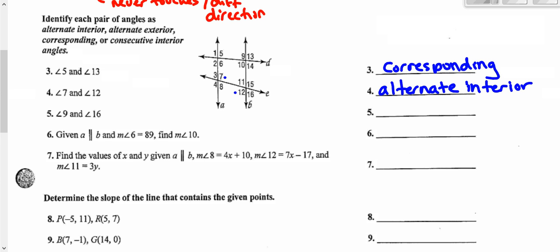Next we have 9 and 16. So here's our angle 9, and here's our 16. Now, D and E are not parallel. However, angles 9 and 16 still would have the same named relationship whether they are parallel or not. Now, these would not be equal anymore because they're not parallel, but they are alternate exterior.